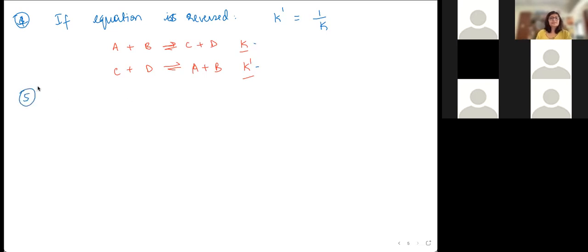Next, this makes sense when you're looking at multi-step reactions. If two equations are added. Ma'am, I didn't understand what reversed means here. I gave the example here. I just reversed it. So the products have become the reactants, considering the other way around. Okay.